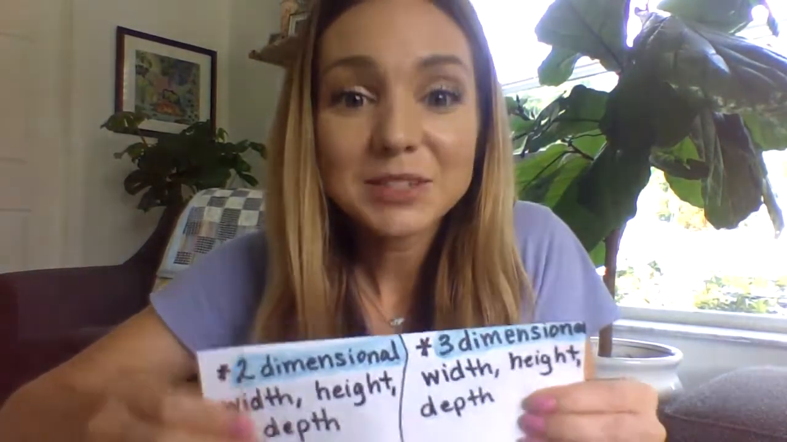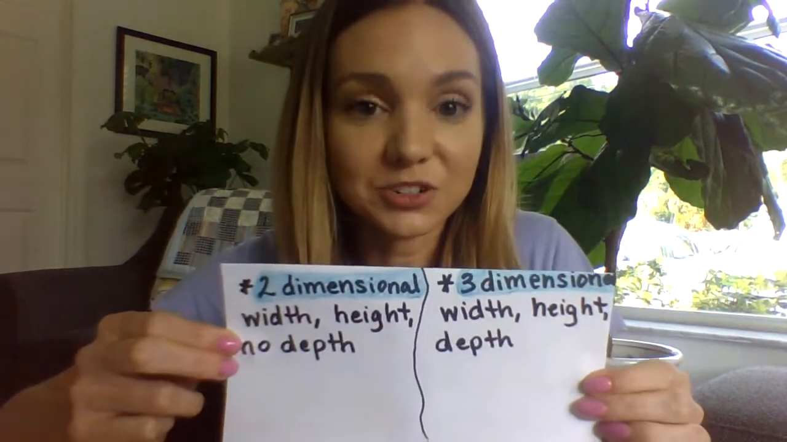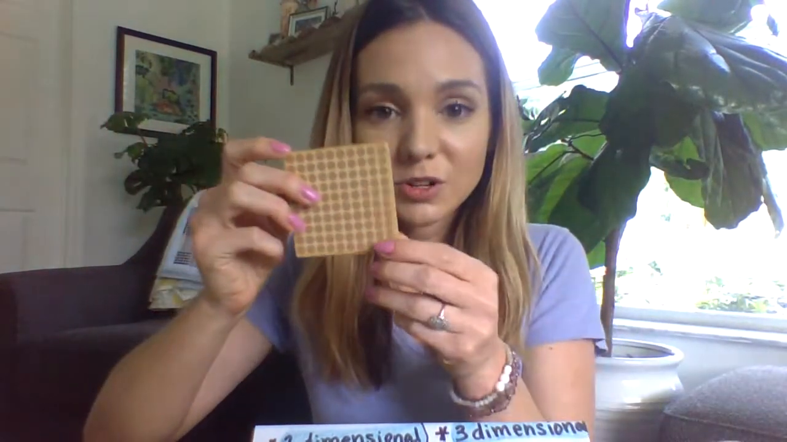The last two types of space I wanted to tell you about were two-dimensional and three-dimensional. Now, think about the difference between our 100 square and our thousands cube. Here we have two dimensions, width and height. With our 1,000 cube, we have width, height, but we have a third dimension, depth. See how this goes back?